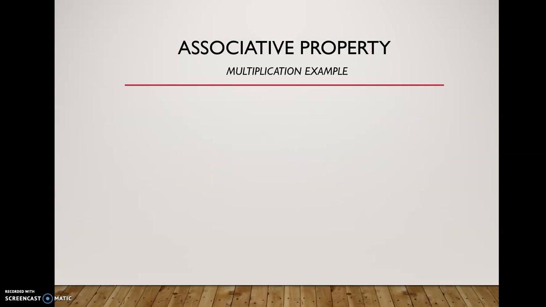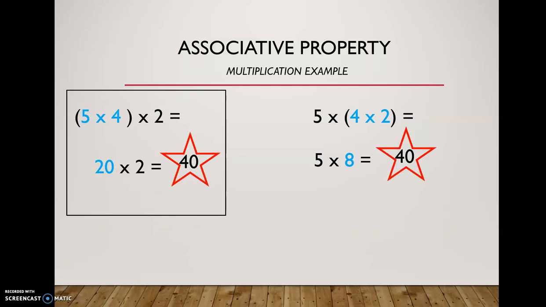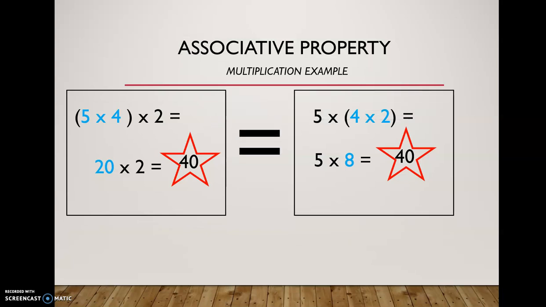Now, what about if we did that with multiplication? 5 times 4, in parentheses first, would give us 20. Times 2 would give us 40. But if the parentheses were around 4 and 2 first, we would get 5 times 8, which would also equal 40. That means this problem and this problem are equal. And again, that is what the associative property stands for. They stay in the same order, but the parentheses change and the answers stay the same.